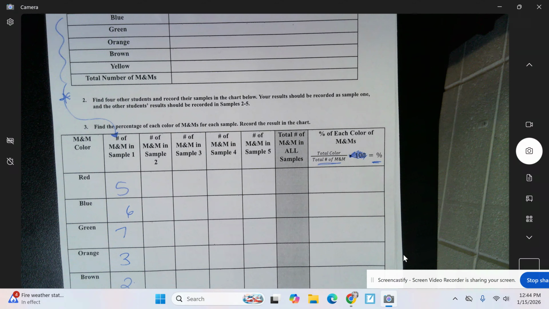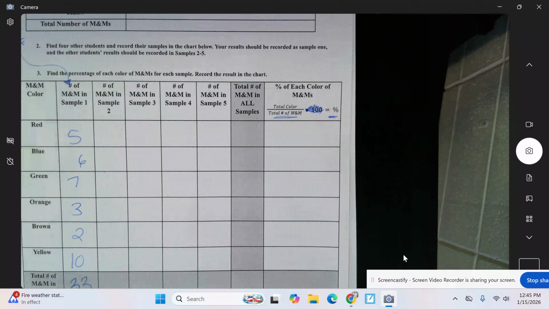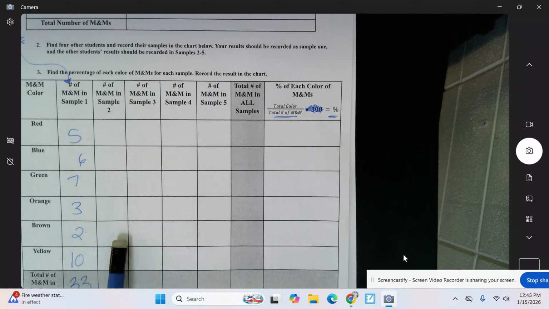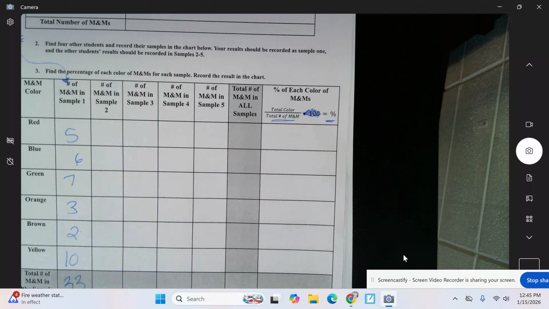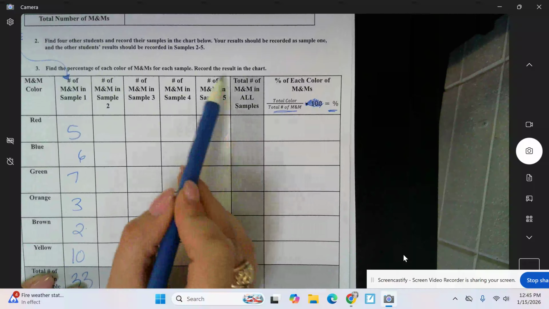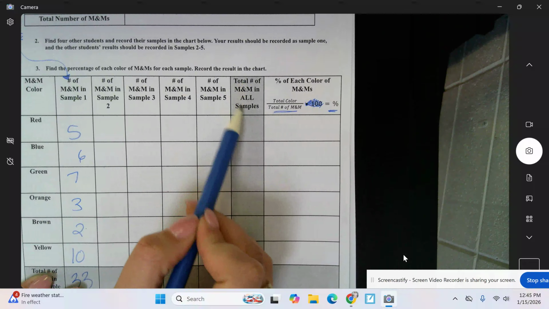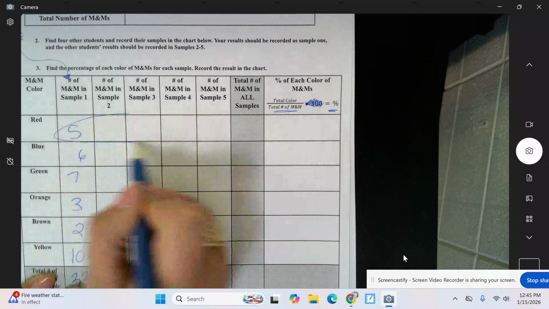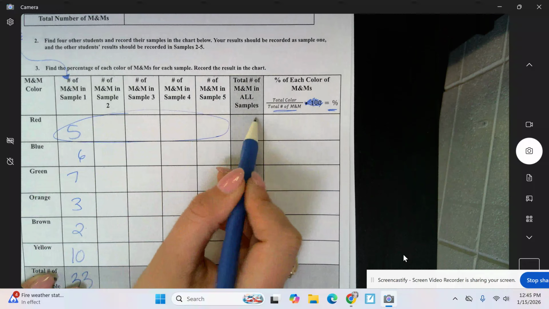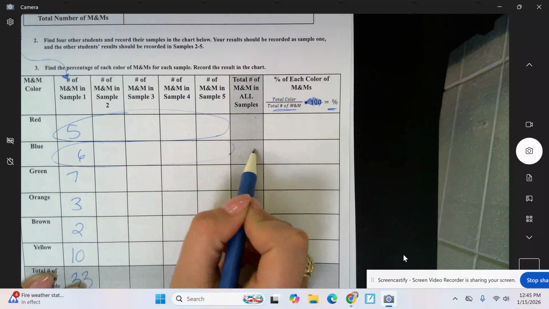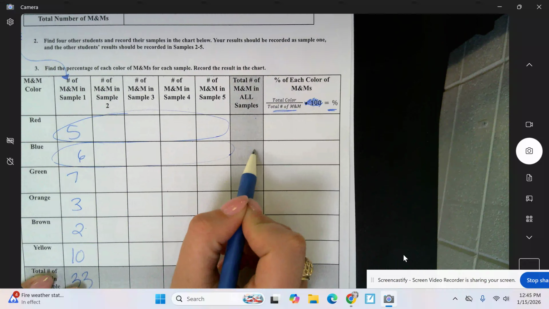So, then you're going to go and find 4 other samples. You can pull it from the spreadsheet if you want to, or if you want to ask your elbow partner, you can do that too. But you're going to put their information in here. Has everybody got that so far? Then to get this box, it says total number of M&Ms in all samples. You're going to add all the reds, put it here. All the blues, put it here. And so forth. Does that make sense so far?